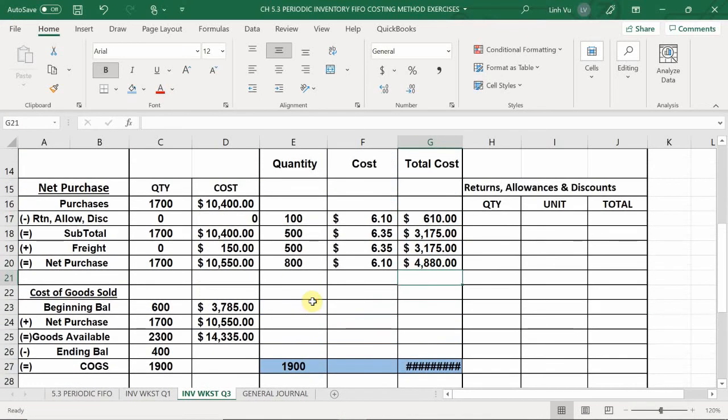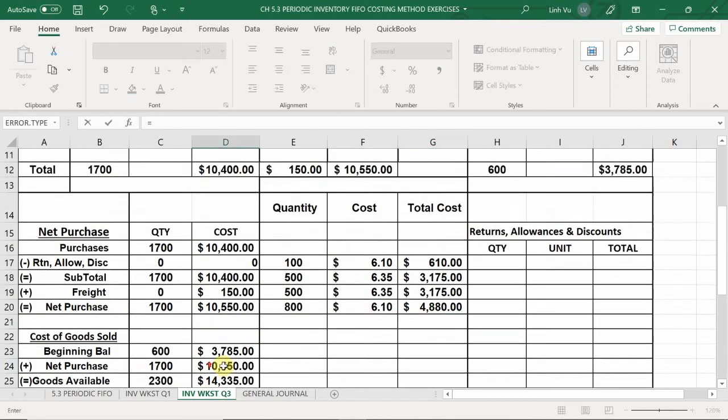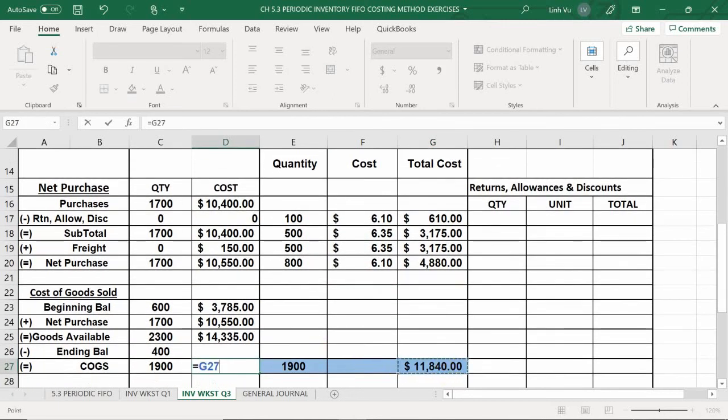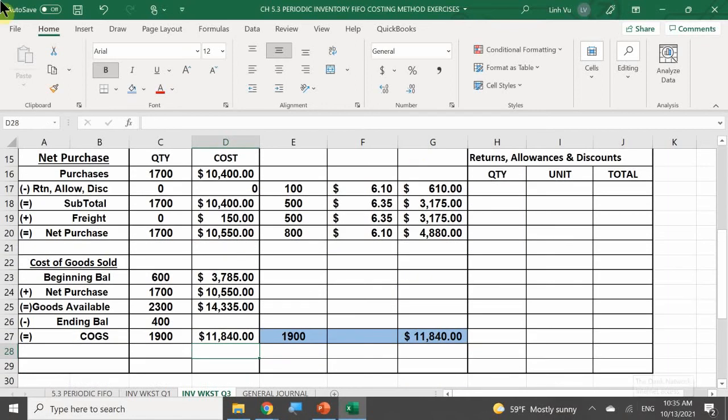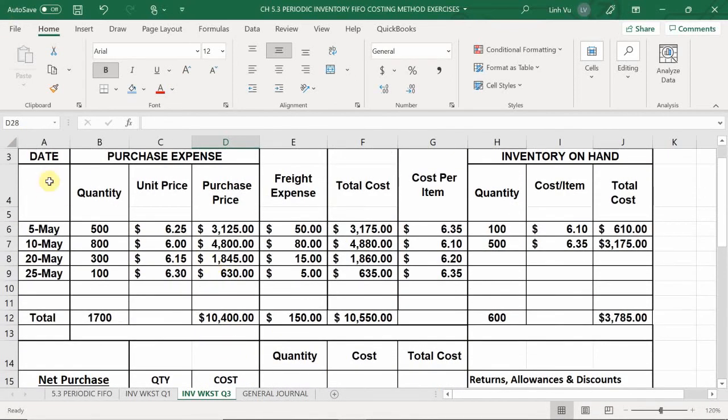So let's take a look at our inventory now. Our cost of goods sold. We sold 1,900 units, which cost me a grand total of $11,840. Okay, which I can pop that in right here. Okay, so then I should have 2 batches of inventory remaining, right?